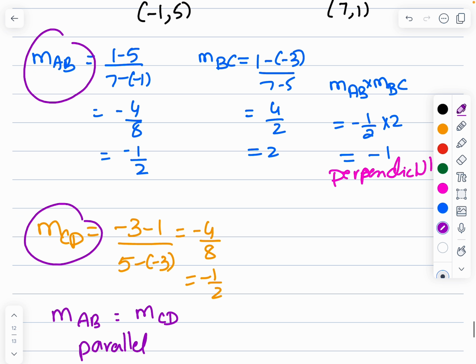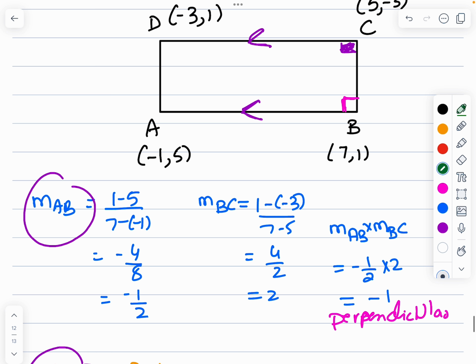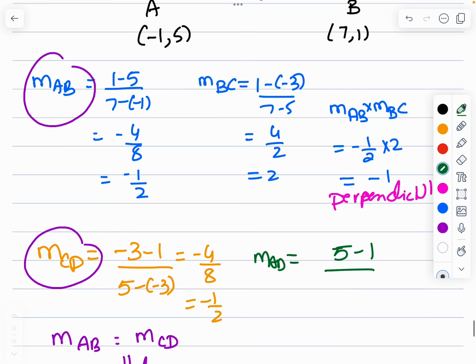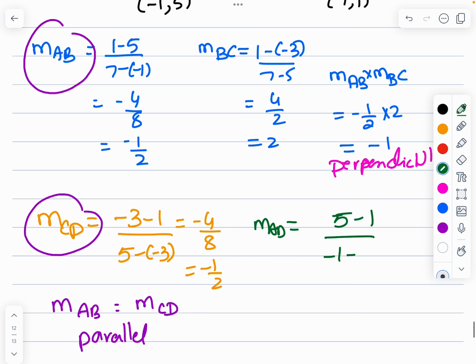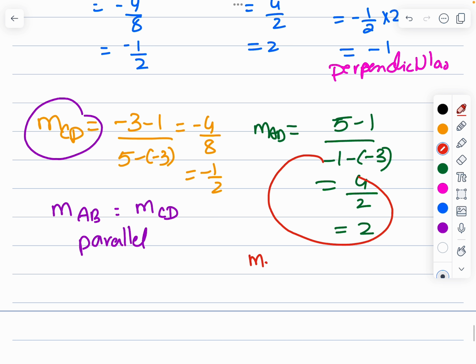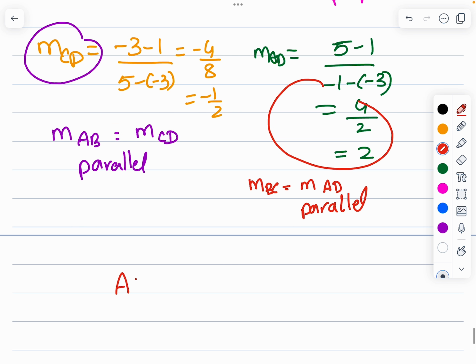Finally I'll be finding the gradient of AD. AD is 5 minus 1 upon minus 1 minus minus 3, which is 4 upon 2, which is again 2. We can clearly see that MBC equals MAD. So they are parallel. So opposite sides are parallel and the angles are 90 degrees. Therefore ABCD is a rectangle.